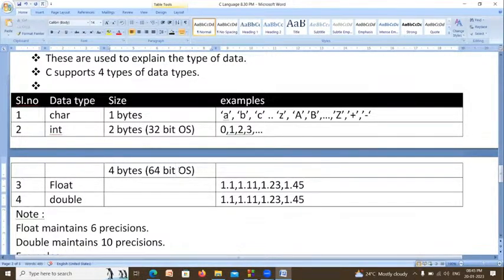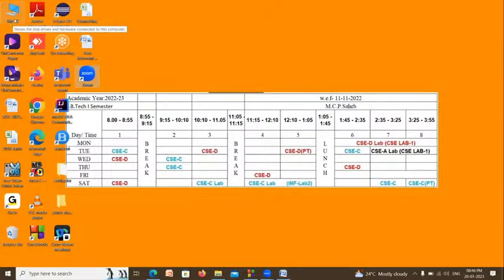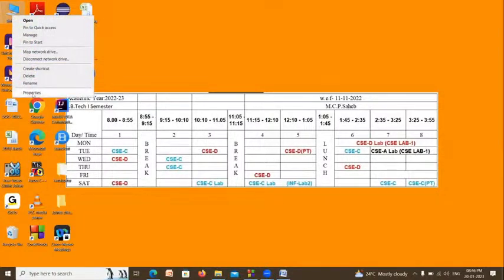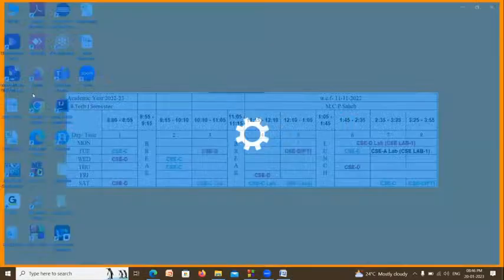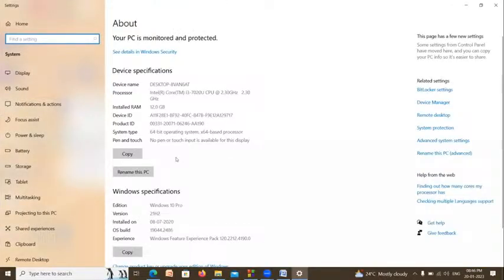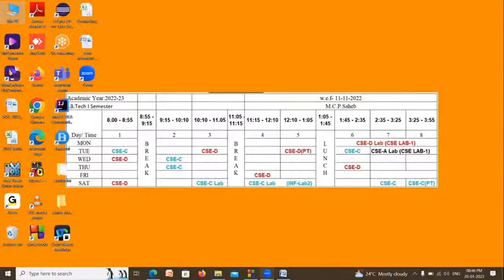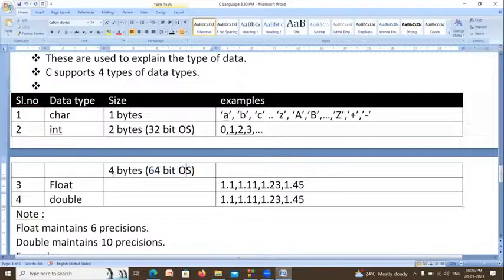Now, how to test whether my system is having 32-bit or 64-bit? See this, I will explain. Right click on This PC, which is my computer. Go to properties. Then you can see the properties of my computer. My computer is having a 64-bit operating system. If your system is having a 64-bit operating system, then the size of integer is 4 bytes. If your system is having only a 32-bit operating system, then the size of integer is only 2 bytes. You have to remember this.